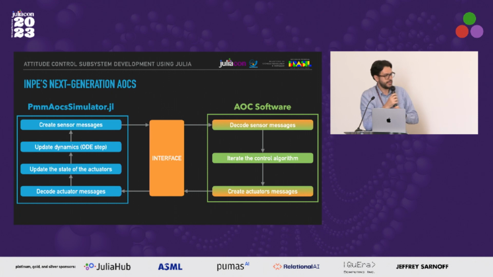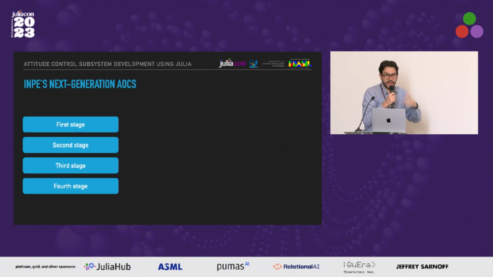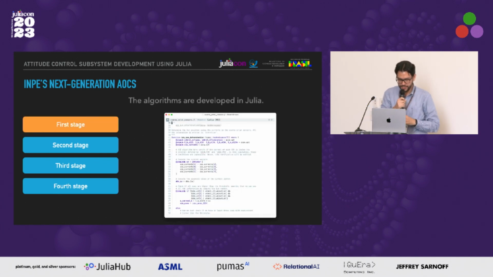Given this kind of interface and design, we developed a four-stage process to create algorithms for the attitude and orbit control for the satellite. On the very first stage, we have algorithms developed entirely in Julia. So you have, for example, the sun determination algorithm, part of it. It's written 100% in Julia.